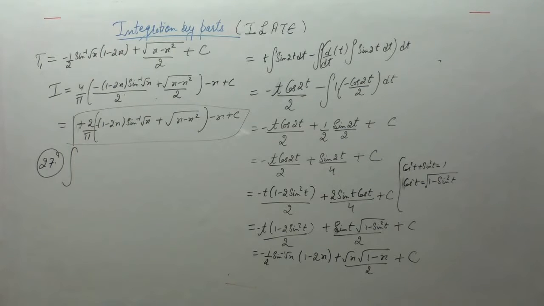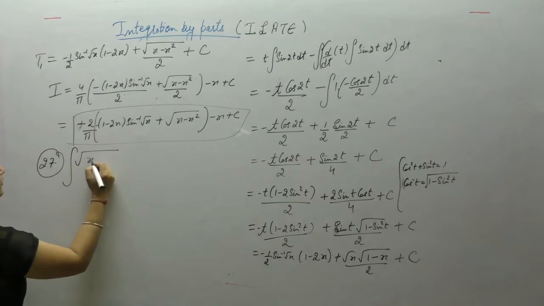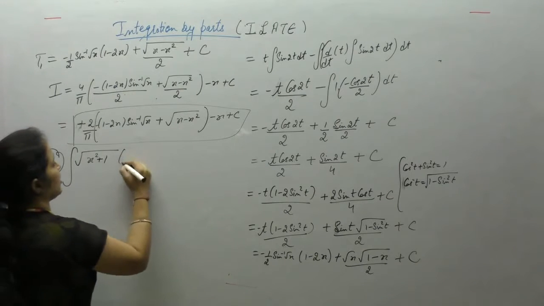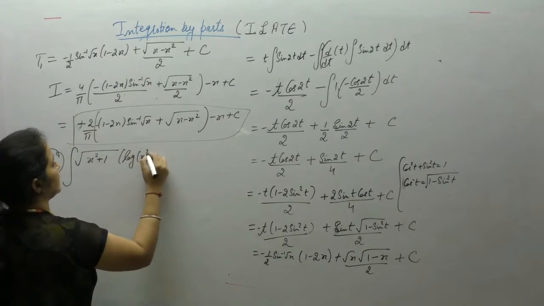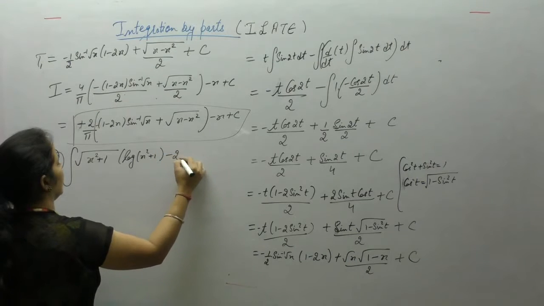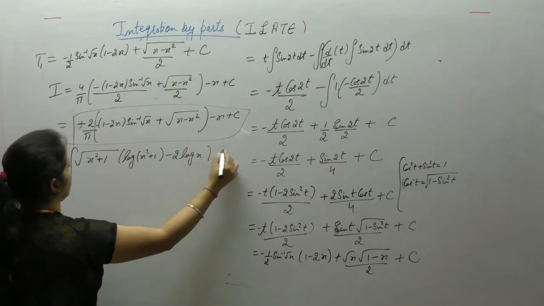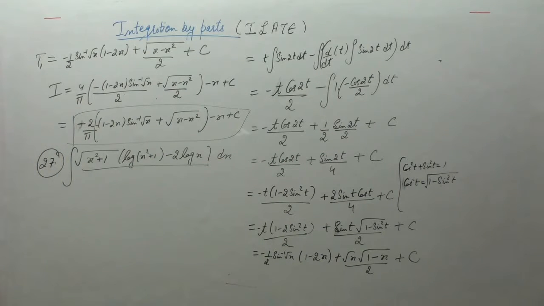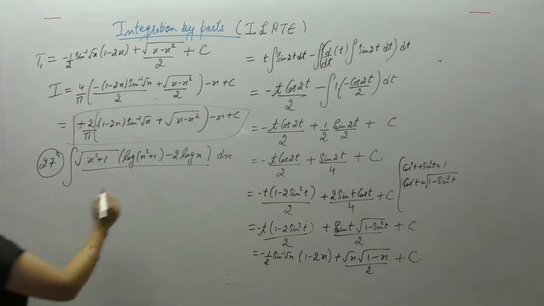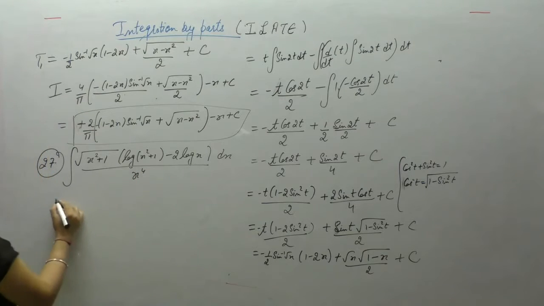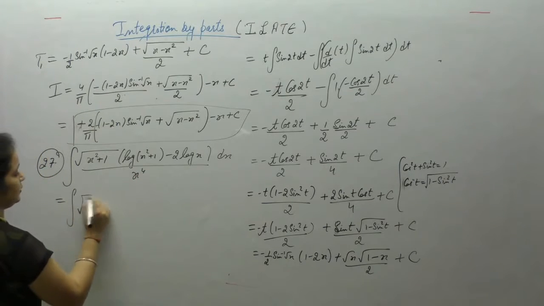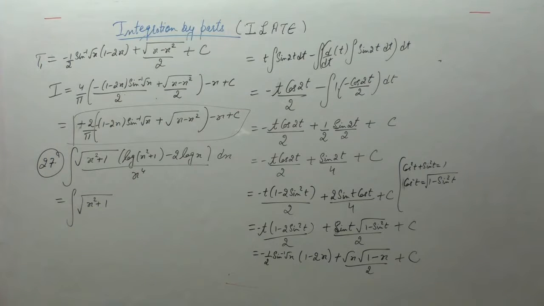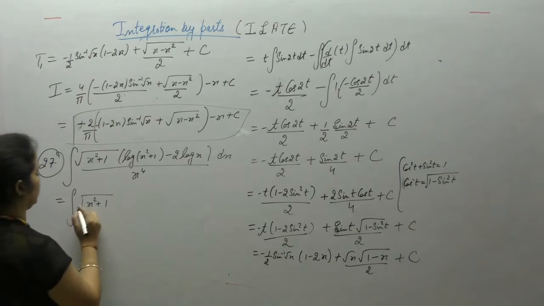Next one is integral of square root of x square plus 1, log of x square plus 1 minus 2 log of x, upon x4, square root of x square plus 1 upon x4.